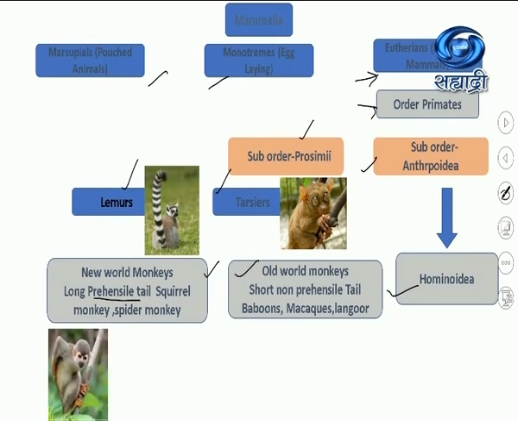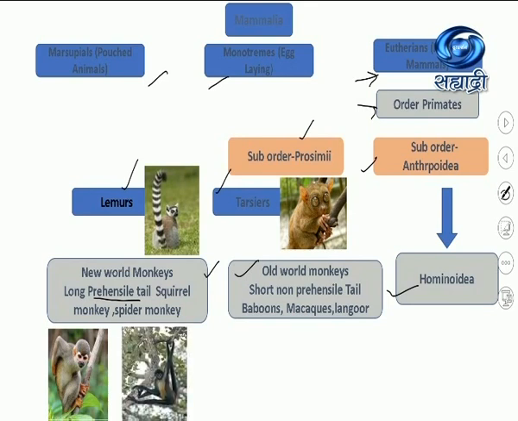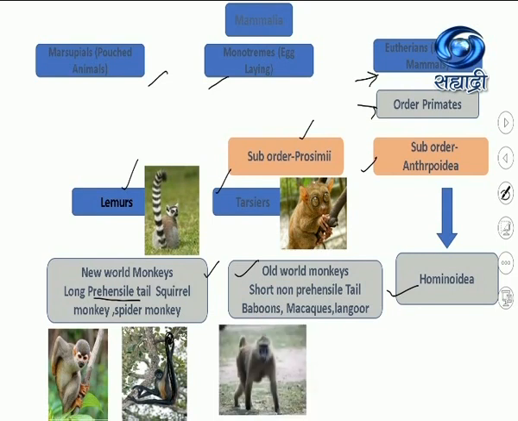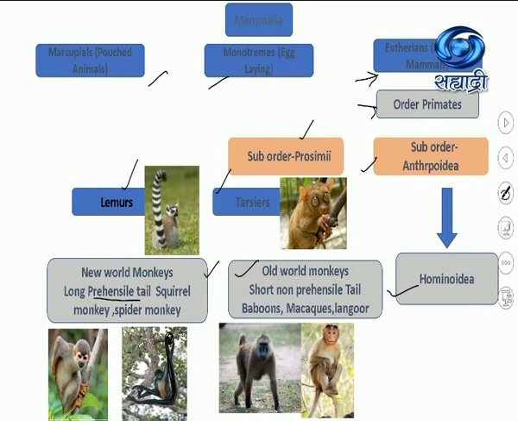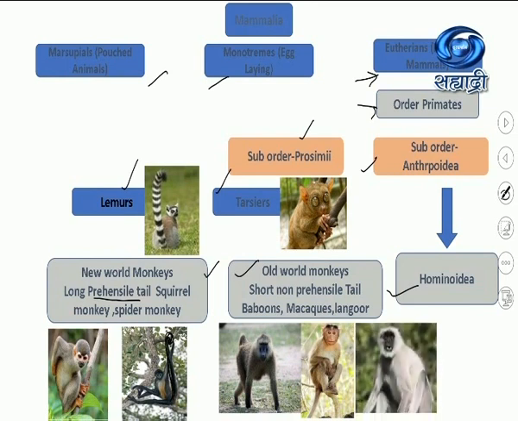This is a picture of a squirrel monkey and a spider monkey. Look at that tail. It is so big. And look, they are holding the branch with the help of the tail. This is the meaning of prehensile. They can use their tail to hold objects. Old World monkeys are baboons, macaques and langurs. These are baboons, macaques and langurs. Asian monkeys we can say. They have a very short tail.